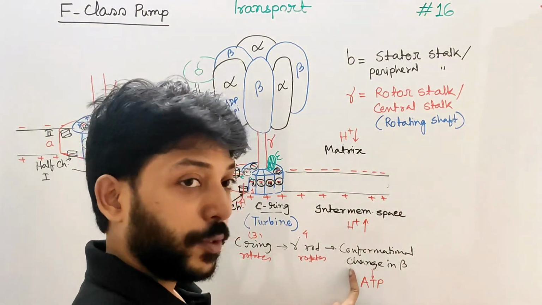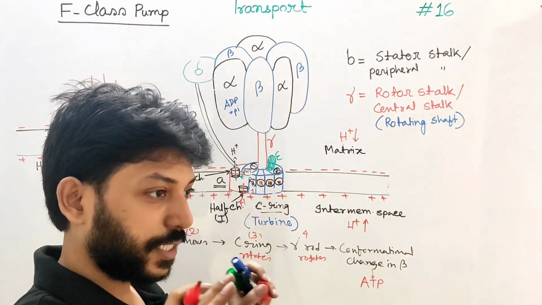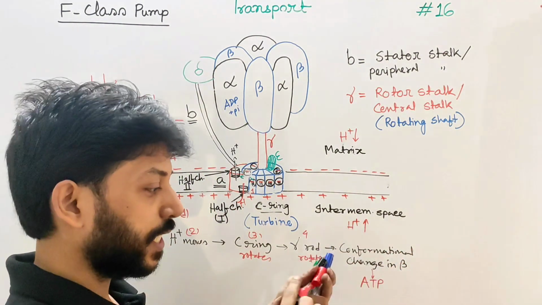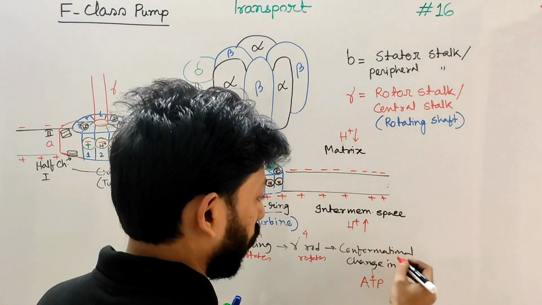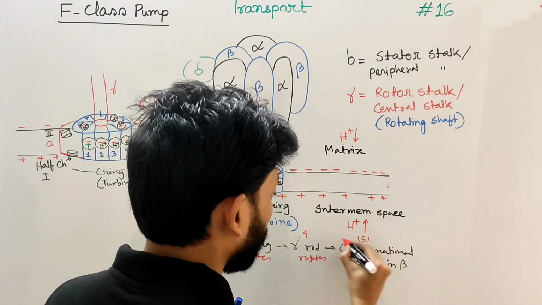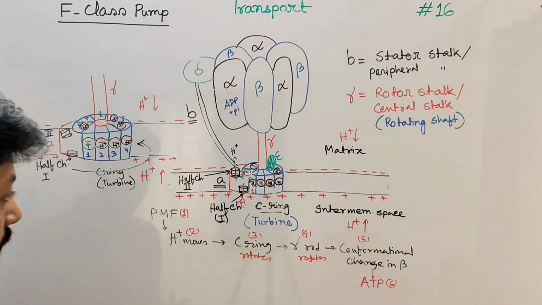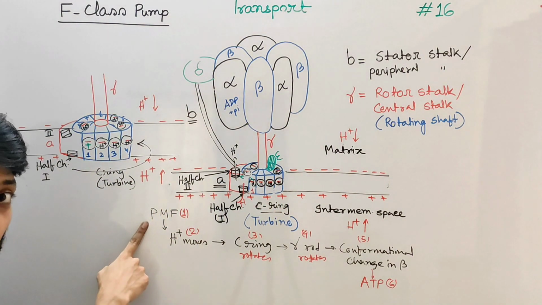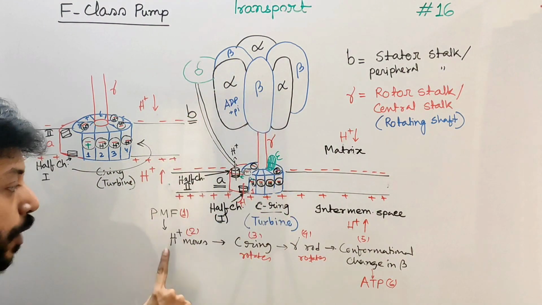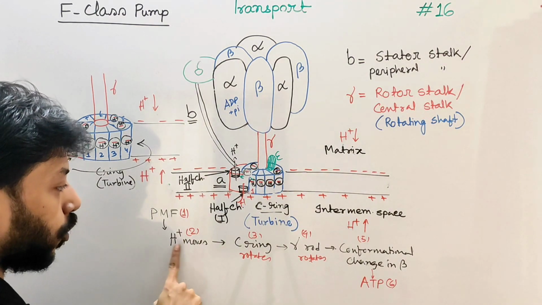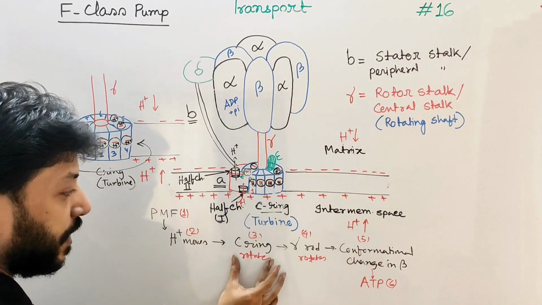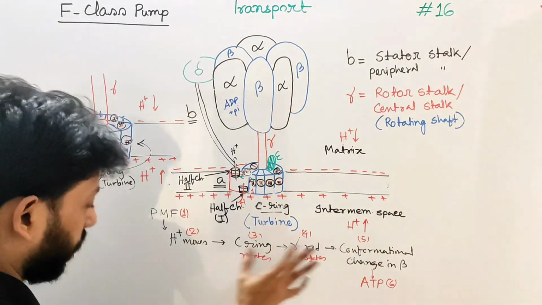These gamma rods mechanically, remember this, just like when we push someone, can change the conformation of beta. So this is the fifth stage, and then ATP is generated. This is the sixth step. So I have just mentioned the proton motive force and the structure. Now we have to understand how protons move through the c-ring, and then the c-ring rotates and the gamma rotates.